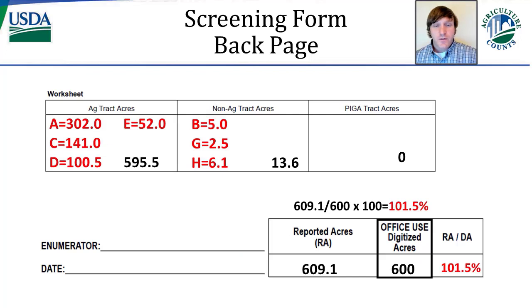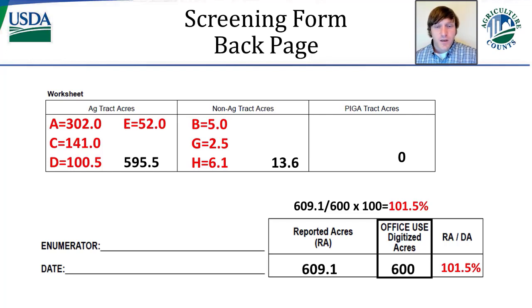Next, you want to copy the acreage value for each tract to the center of the screening form in the box as indicated. Then, you will want to add up all the acres in the segment for ag, non-ag, and PIGA tracts and record the total in the box marked reported acres. The RADA ratio is a calculation you should make to show that the RA reported acres are relatively close to the DA, which is the digitized acres.